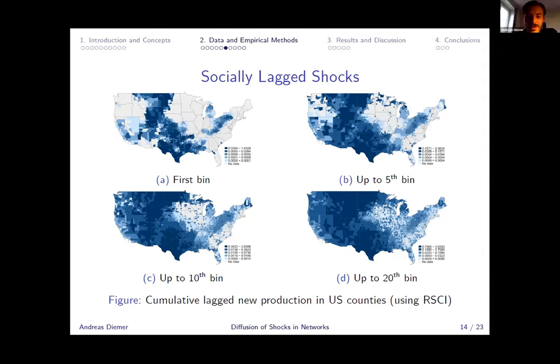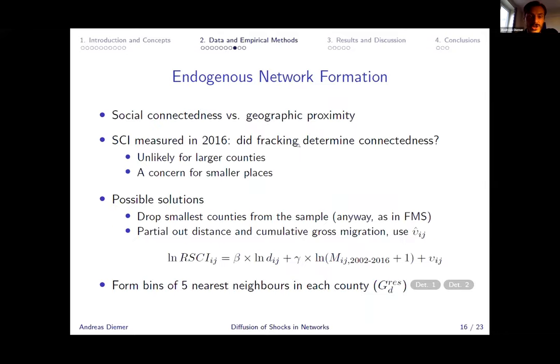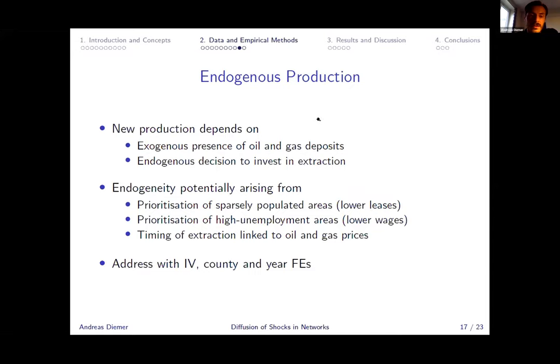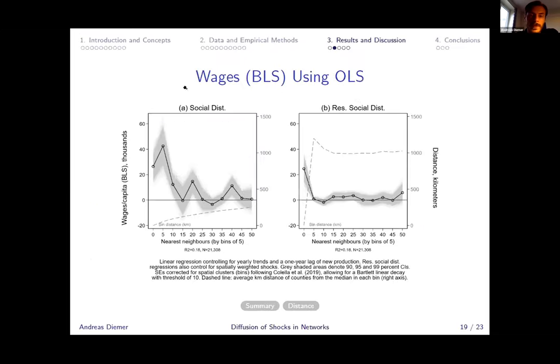I'll skip through this, but you'll see that eventually up to the 20th bin, most counties in the US are covered. I discussed the estimating equation, but let me skip through it. It's a spatial econometrics model, essentially considering these lags. And I address endogenous network formation by essentially partialing out any role of geographical distance or previous migration in explaining social interaction between places. I'll skip through endogenous production because I think this is pretty standard in the literature, just to mention that I use an instrumental variable approach. Again, as I said, here I show the decay in my effects considering wages.